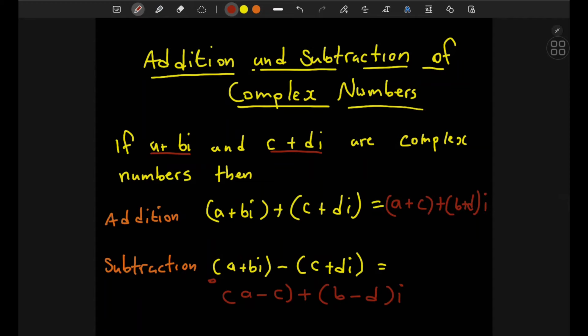So you do not go ahead subtracting the real part and the imaginary part. That doesn't work.